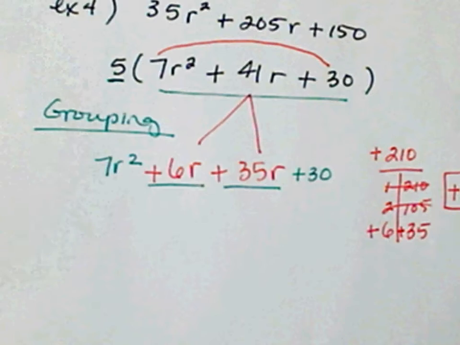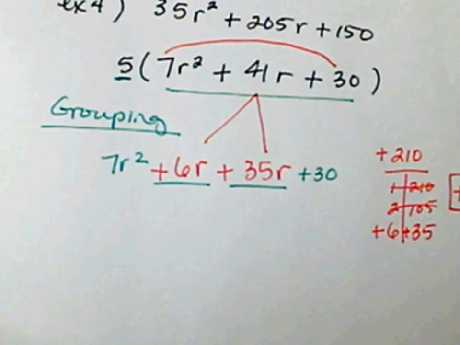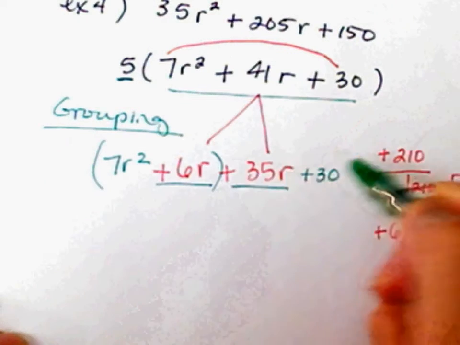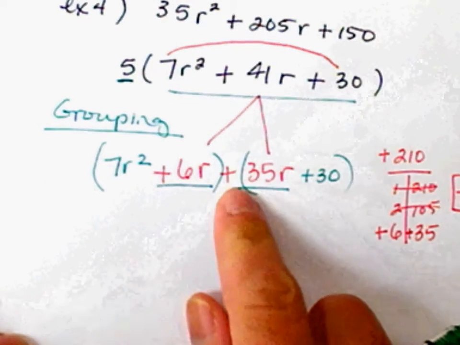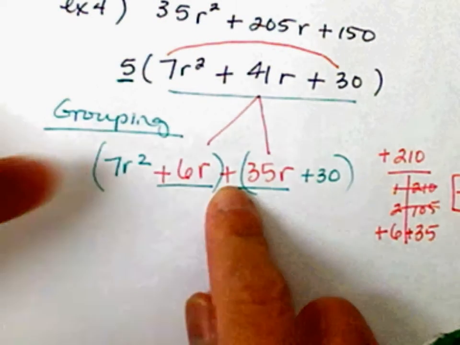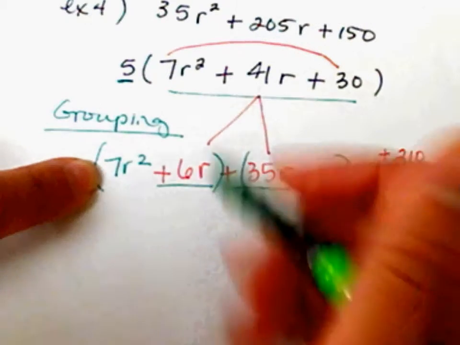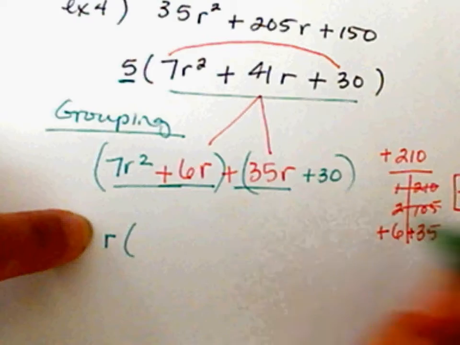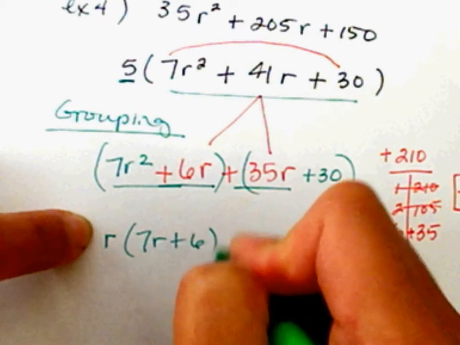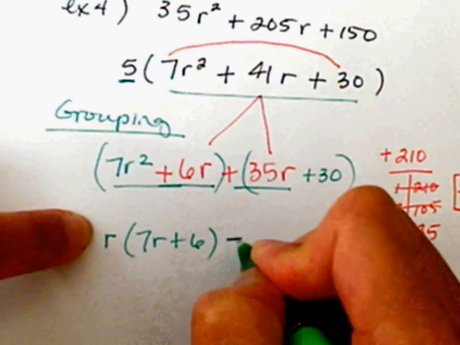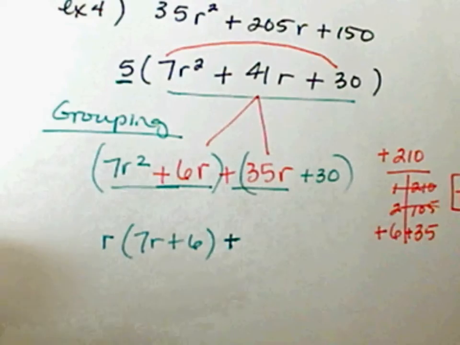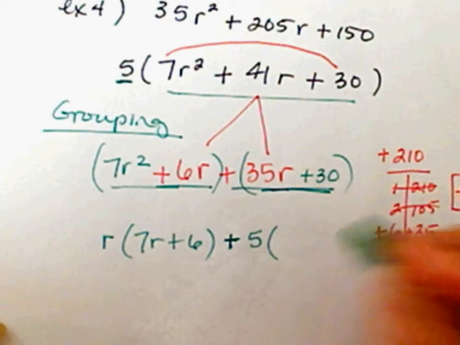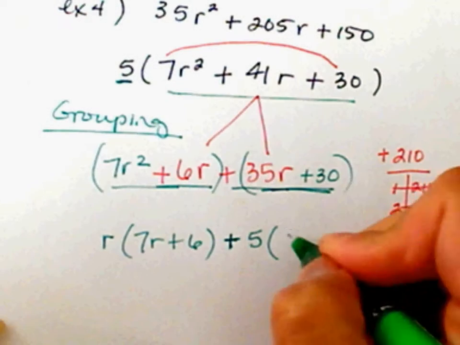All right, now you are going to group them together. Group the first two, group the last two. Keep that sign. Look at these two. What do they have in common? They have an r. So you're going to factor out an r, and you'll have 7r plus 6. Keep this sign. What do these two have in common? They have a 5 in common. And when you factor out a 5, you have 7r plus 6.